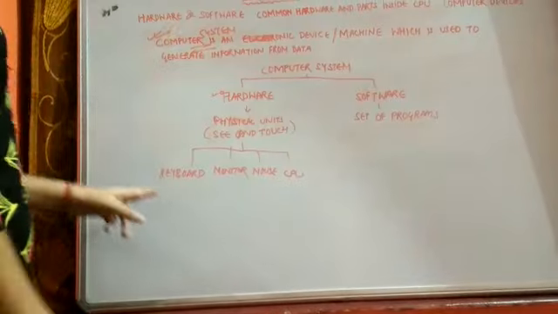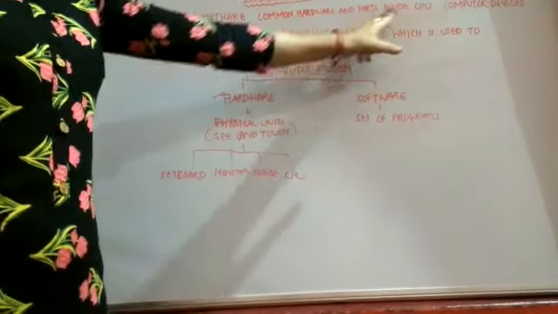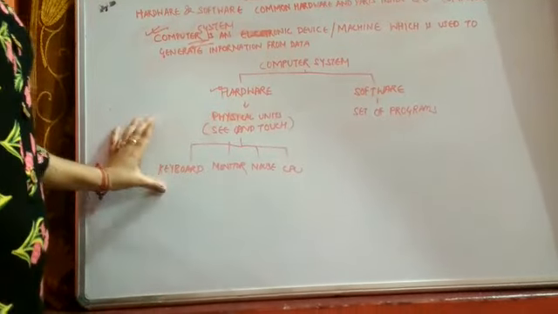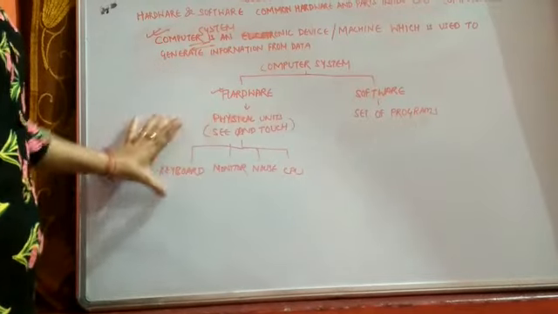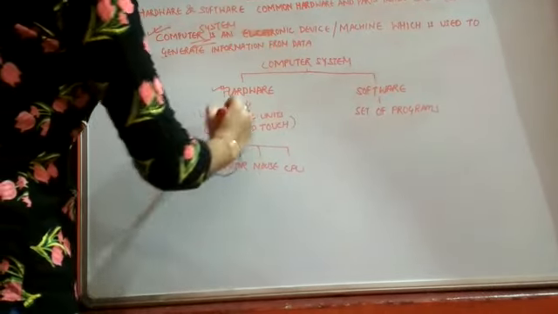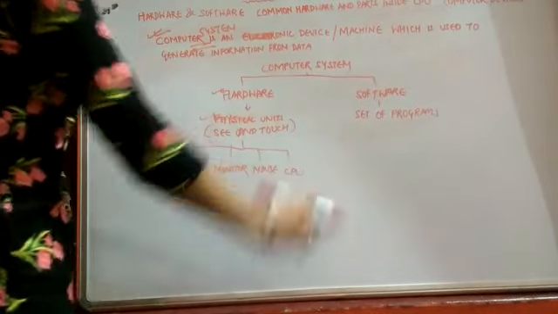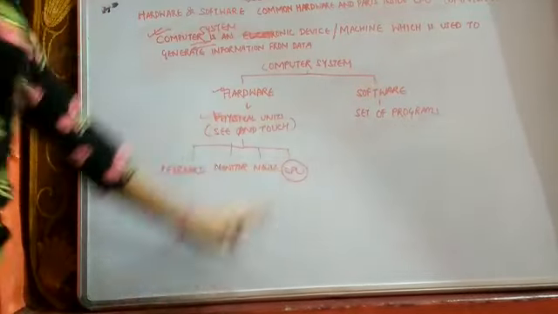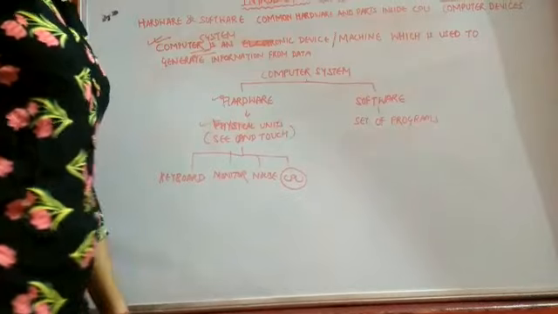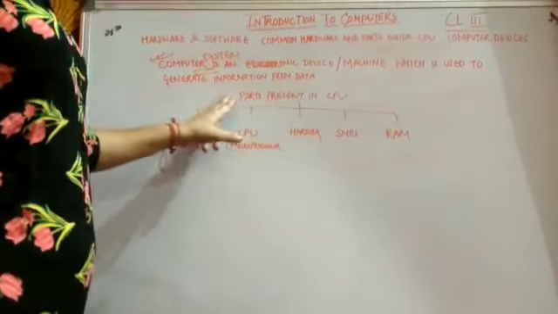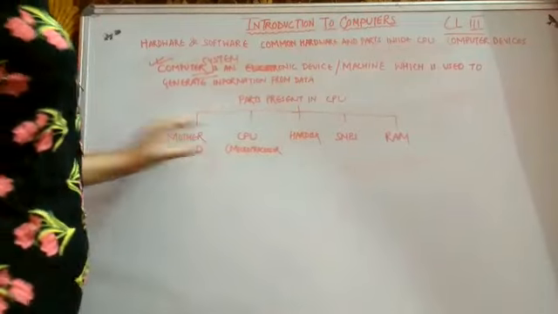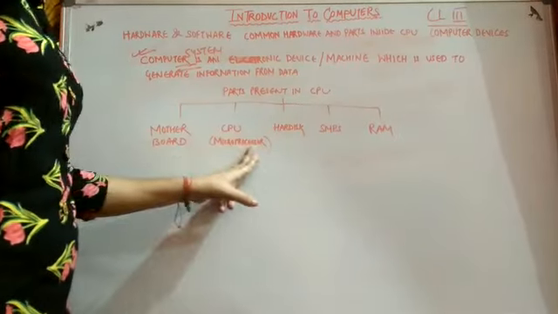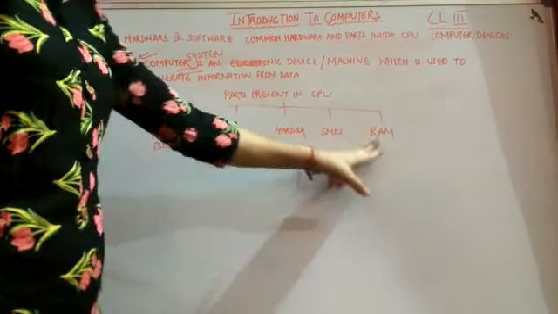Now the next topic is common hardware and parts inside the CPU. We have already discussed the common hardware. Hardware means the physical units which we can see and touch, that is keyboard, monitor, mouse and CPU. Now we'll discuss the CPU, that means the central processing unit. Okay, now see, what are the parts present in the CPU? The parts present in the CPU are motherboard, microprocessor, hard disk, SMPS and RAM.